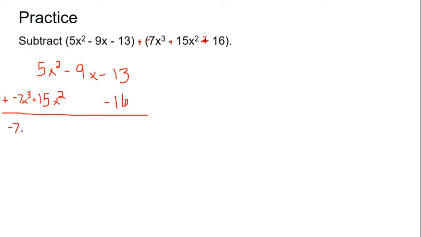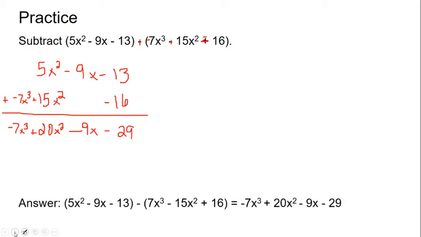So we have our negative 7x cubed, our plus 20x squared, our negative x plus nothing, so we just end up with our negative x, and then negative 13 minus 16 gives us a negative 29. And then we gotta check, make sure it's in descending order, which it is. So then we are all done. So we get negative 7x cubed plus 20x squared minus 9x minus 29.